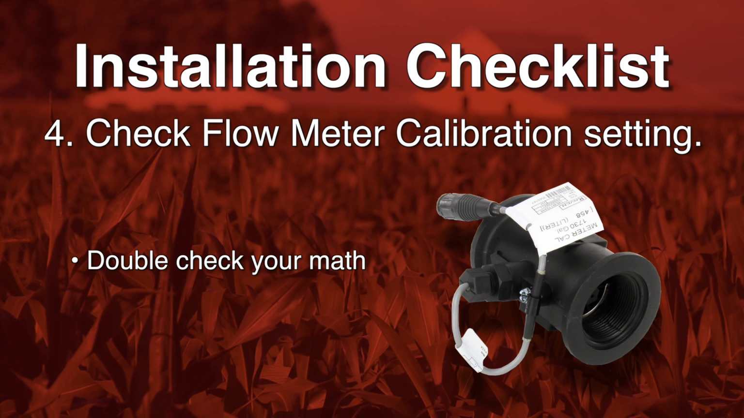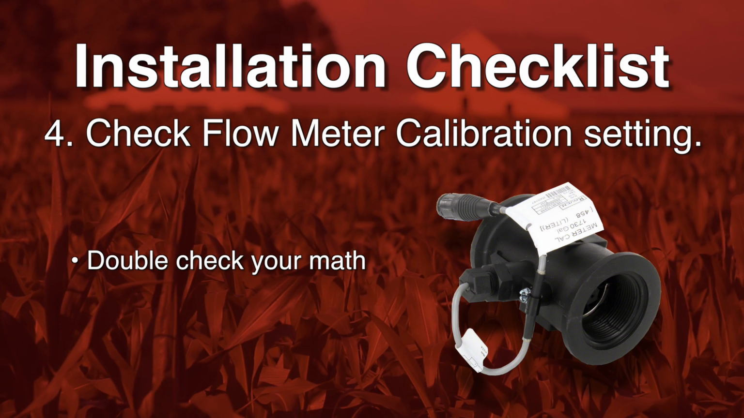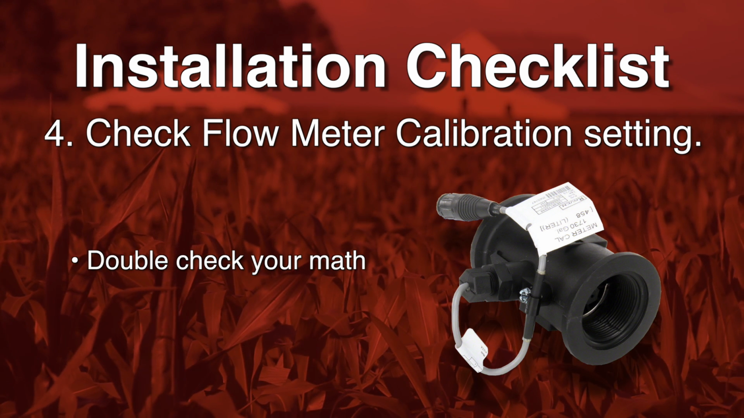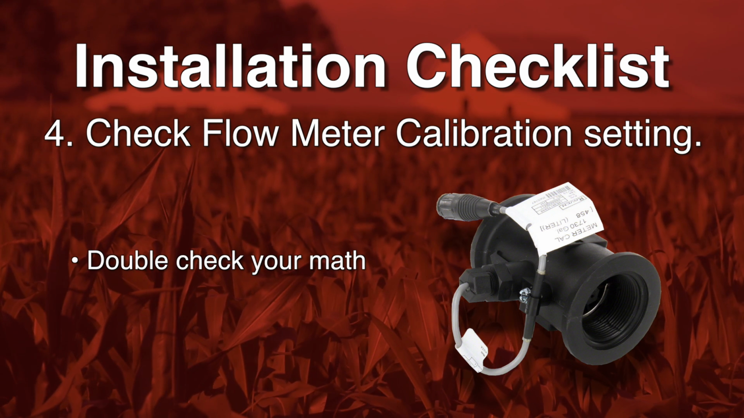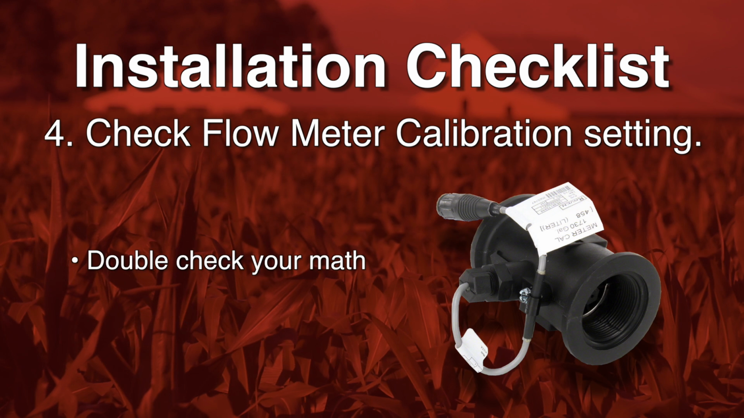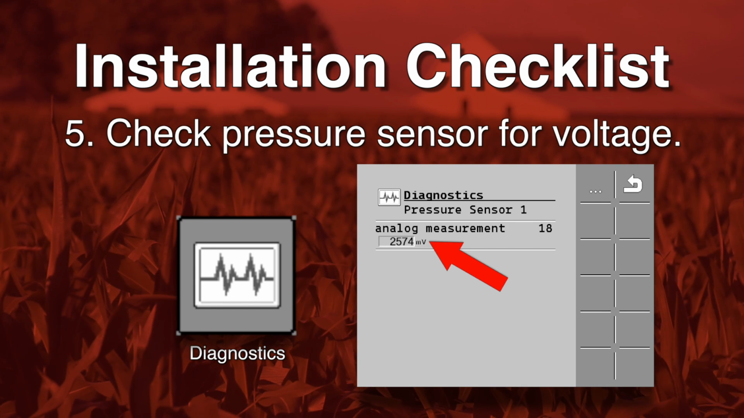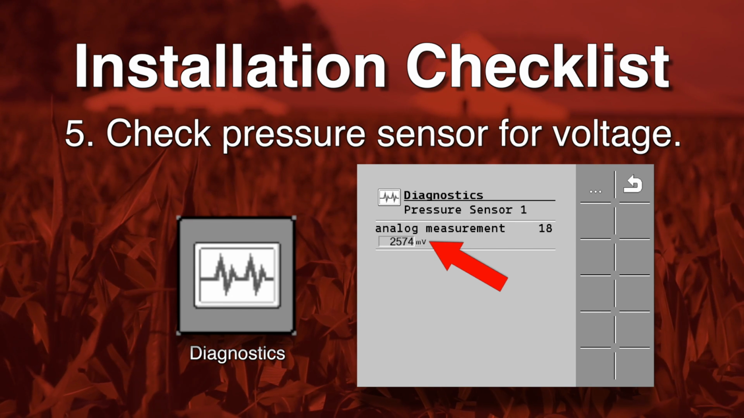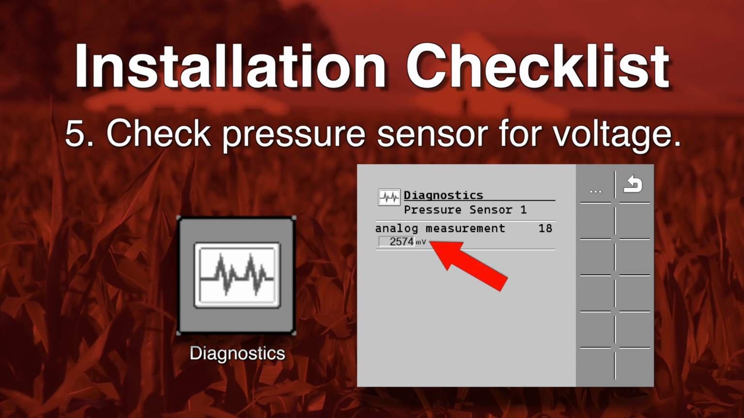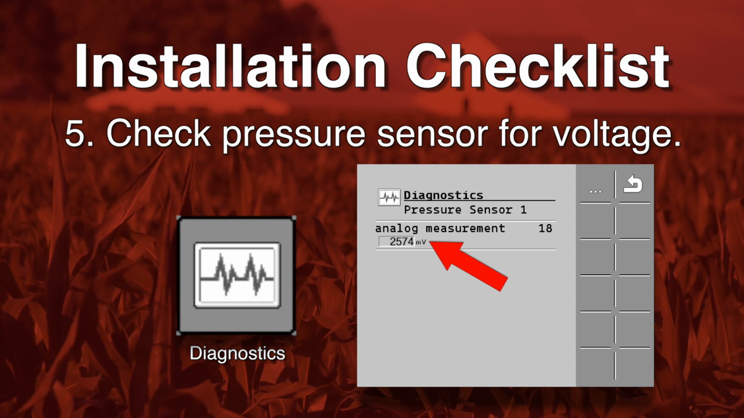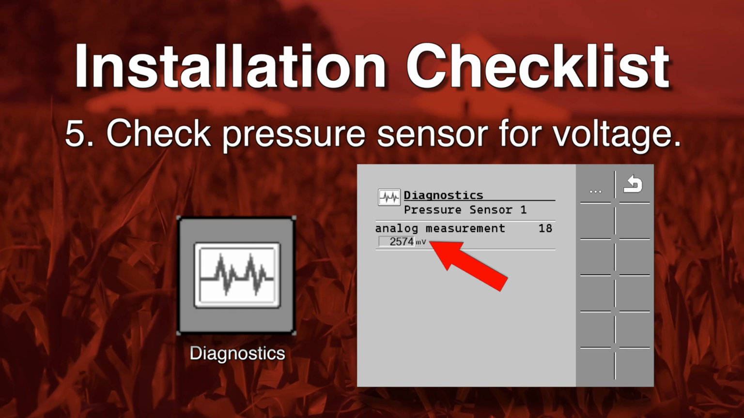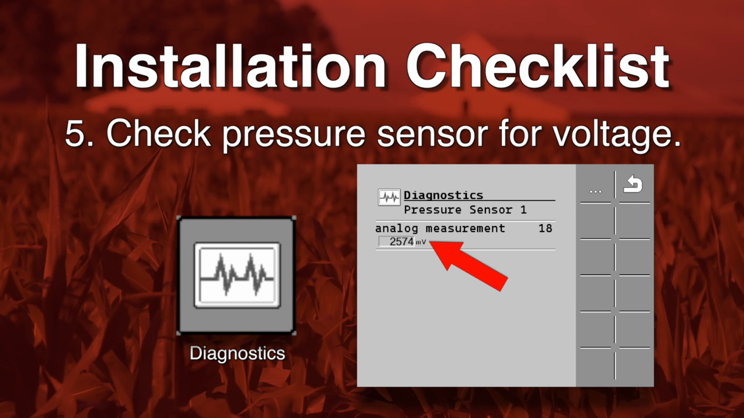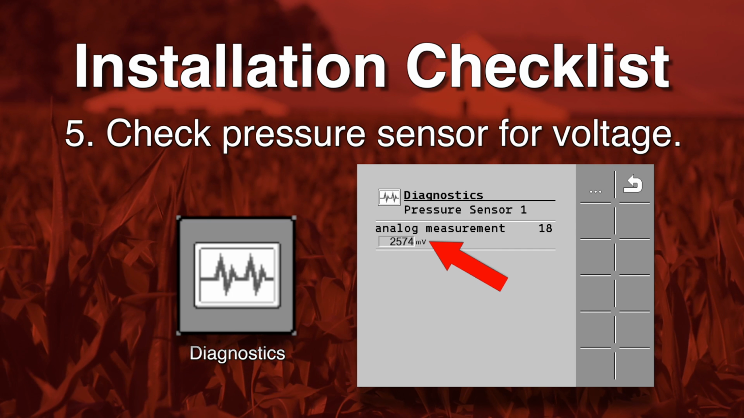Next, make sure you have the correct flow calibration number entered into the display. Double check your math from earlier in the setup process and confirm the correct number has been entered into the display. Next, if a pressure sensor is installed, run a pressure sensor check in Diagnostics. Click on the Diagnostics icon. Press the three dots icon until you see the Pressure Sensor 1 screen. Confirm that you are getting voltage from the pressure sensor.